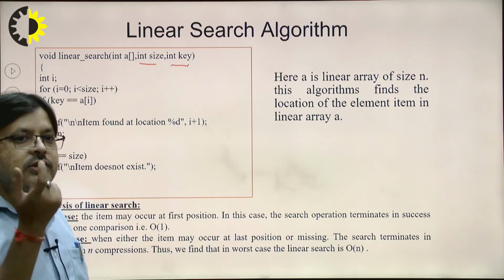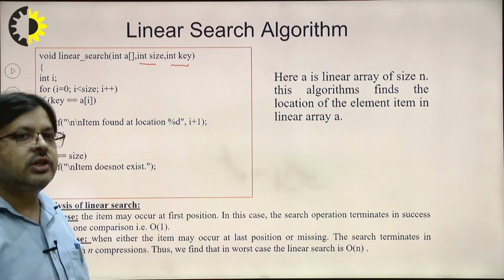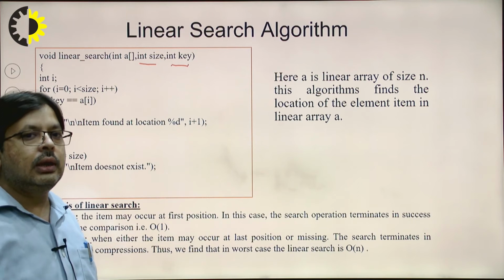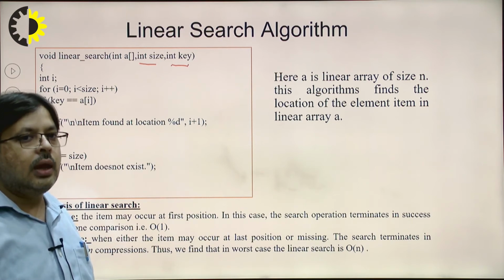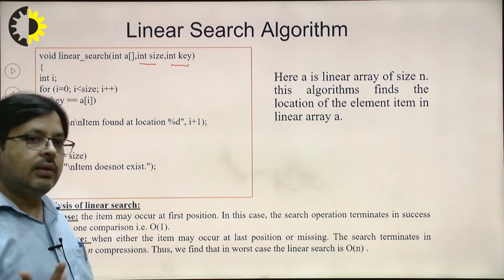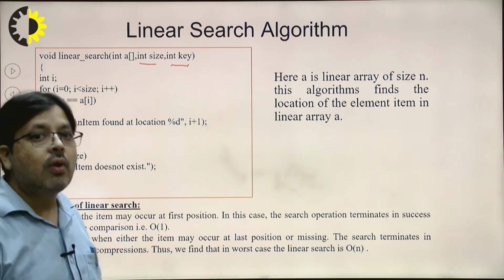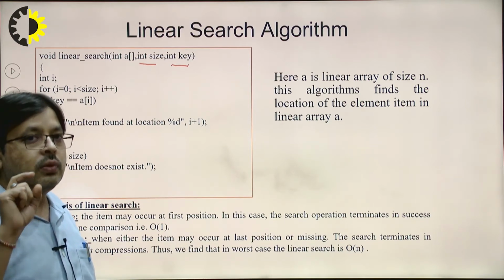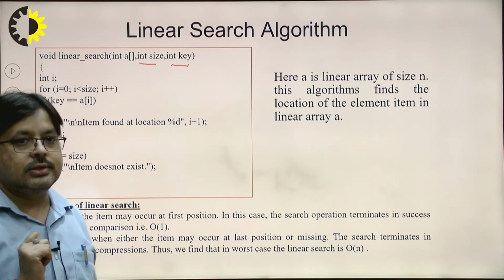So you can see this is a very simple searching methodology. We just start from the beginning and continue till the end position of the array. There are two possibilities: either the element will be there, or the element will not be there. This kind of searching methodology is known as linear search, right?